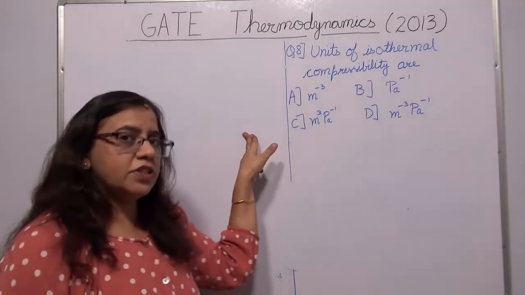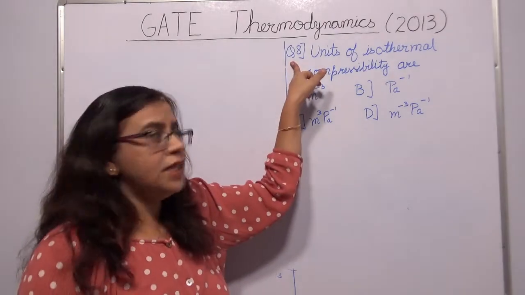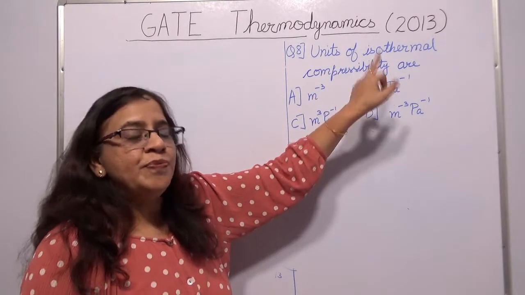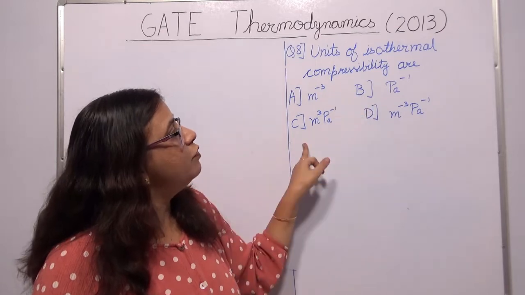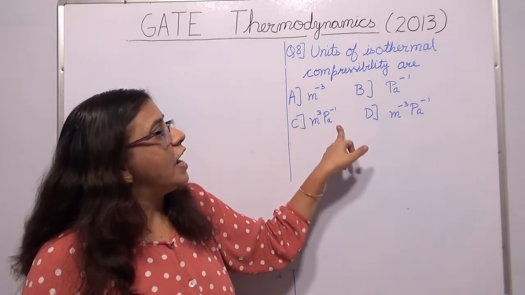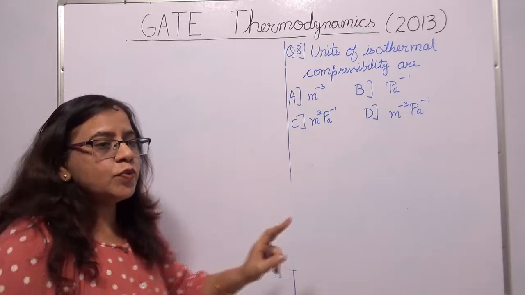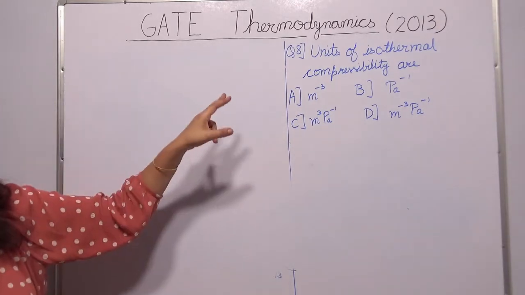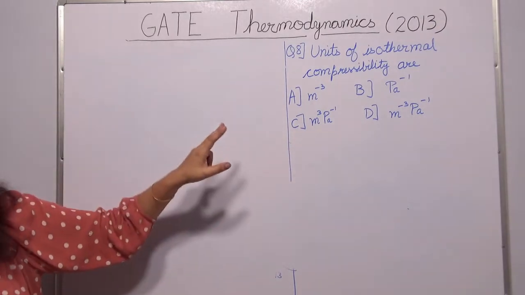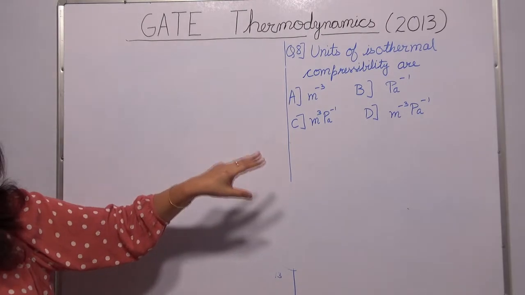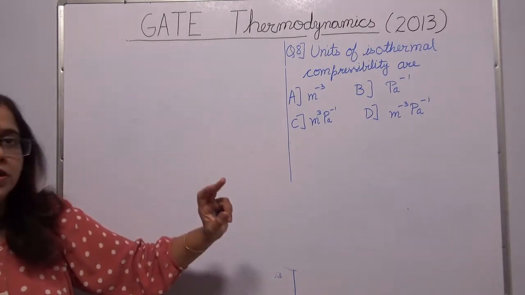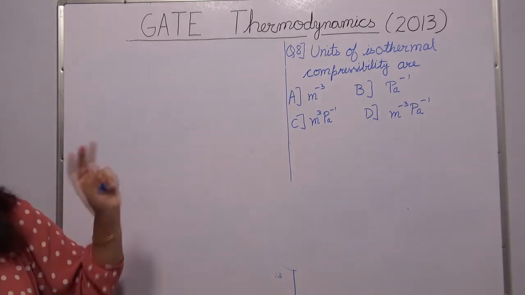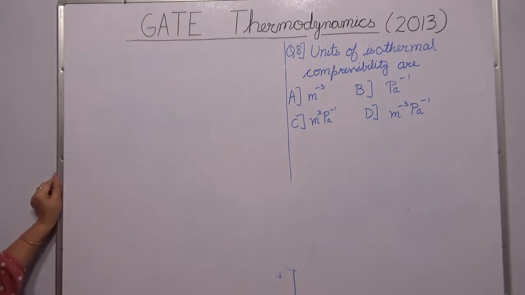The next question which I am going to take is question number 8. It has asked you to find out which one is the unit of isothermal compressibility. So quickly we will see from where you get the definition of isothermal compressibility. We will write the relation, and then from that we will get the units of isothermal compressibility.